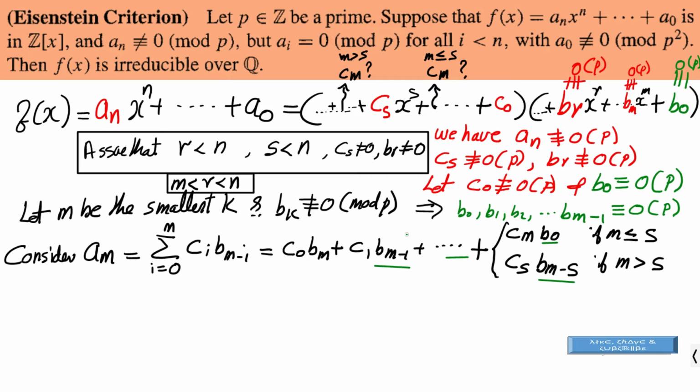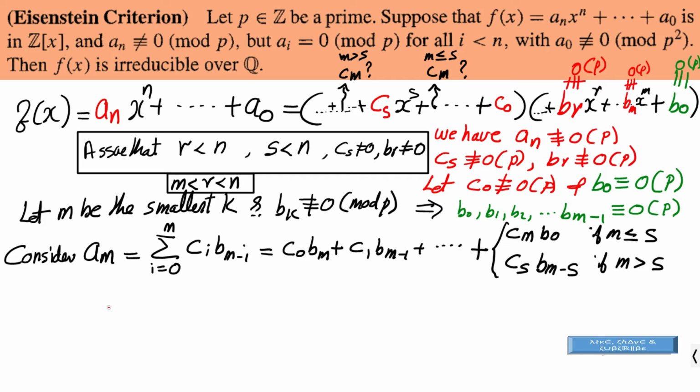And if you look at bm and c0, which is the only remaining term on the right hand side, you know the corresponding conditions that we have. You already know that bm is not congruent to 0 mod p. And what about c0? We have taken c0 to be not congruent to 0 mod p. So c0 and bm are not congruent to 0 mod p, which means that the product c0 bm is not congruent to 0 mod p, and all other terms are congruent to 0 mod p.